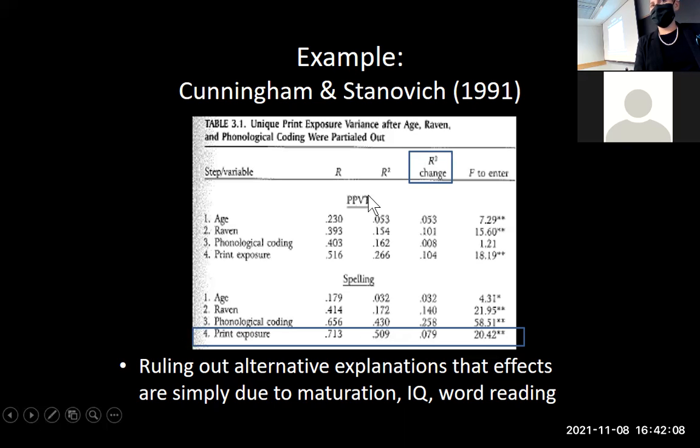And they do the same thing. They predict both vocabulary and spelling using multiple steps. What they did is put print exposure in the very last step to see how much additional variance is being explained by this one last measure. So what they've done here is rule out alternative explanations, that any relations between print exposure and vocabulary or between print exposure and spelling would just be related to how old they are, like just maturation, to IQ, or to this word reading assessment.